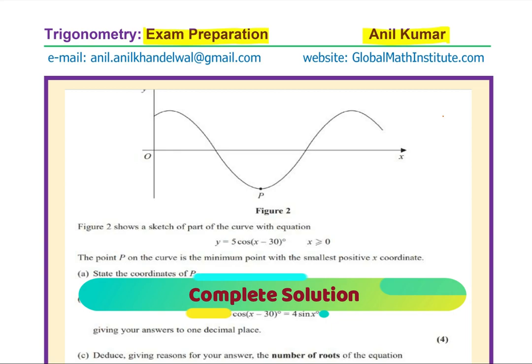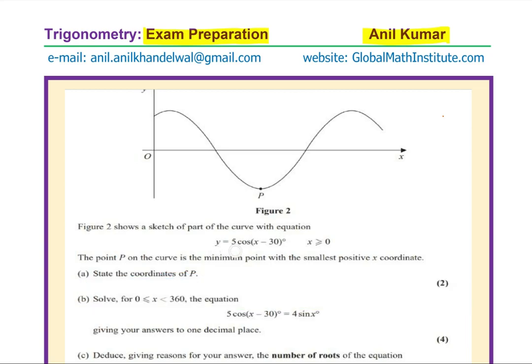The question before us is regarding the function y equals 5 cos(x minus 30 degrees). The graph is shown. In part A, we need to find the coordinates of point P, which is the very first minimum for this particular graph.